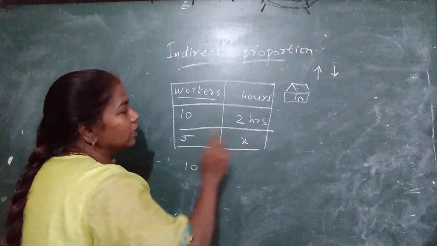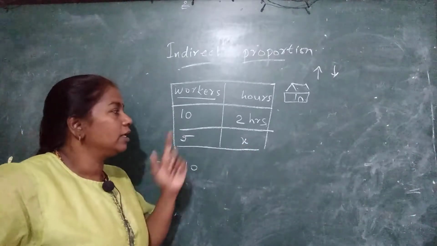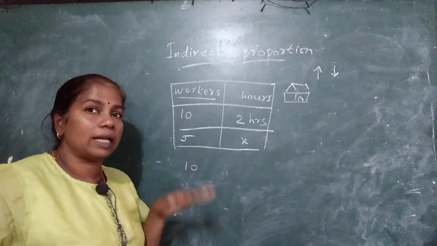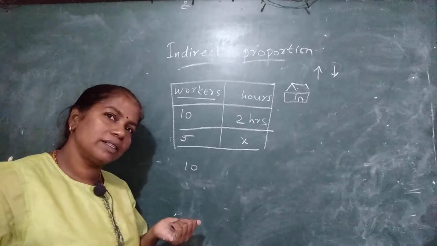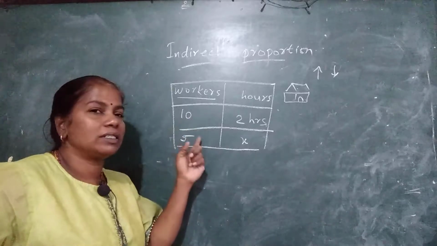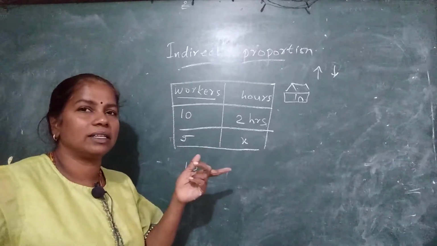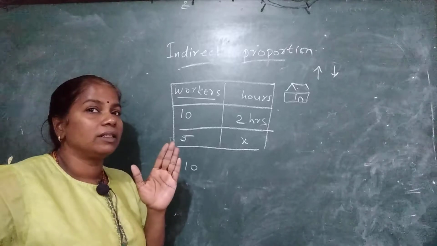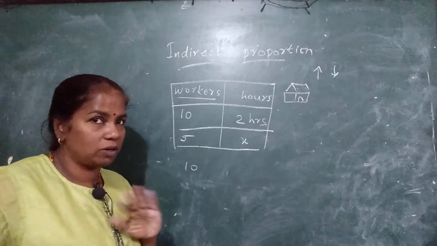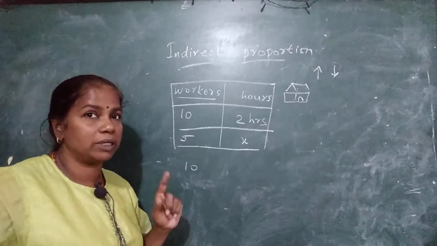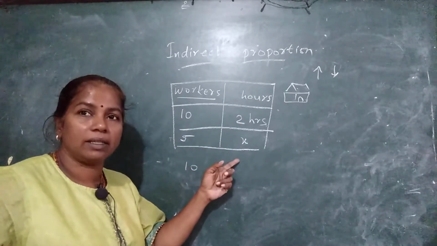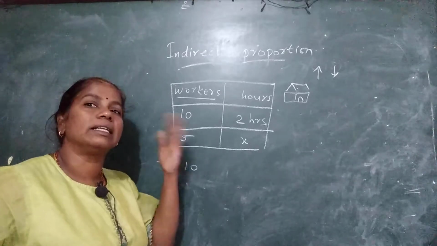10 workers. Obviously, first tell me what will happen if I give fewer workers to do the task. Will the time increase or decrease? The time will increase. Remember that. When the workers are reduced, the time will increase. In direct proportion, when the quantity comes down, the price will come down. But in indirect, it is not like that. When the time or the quantity comes down, the other thing which is related to that will increase.